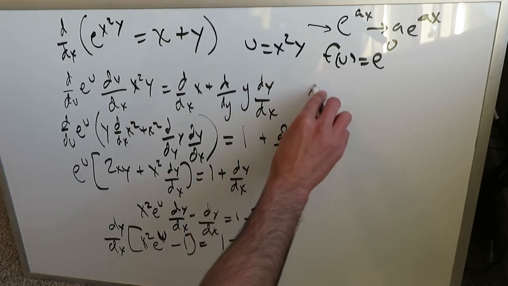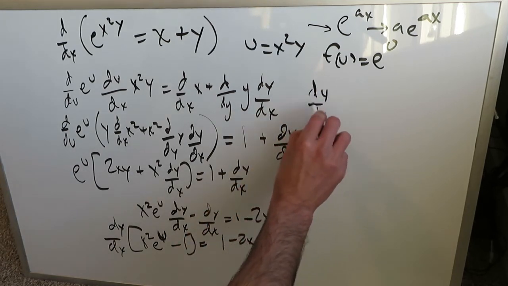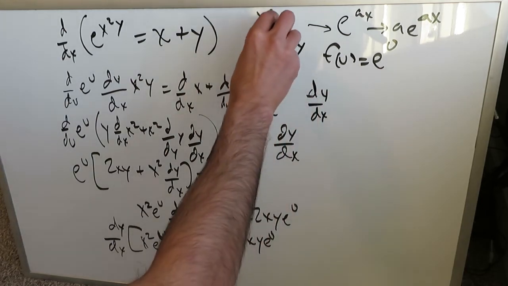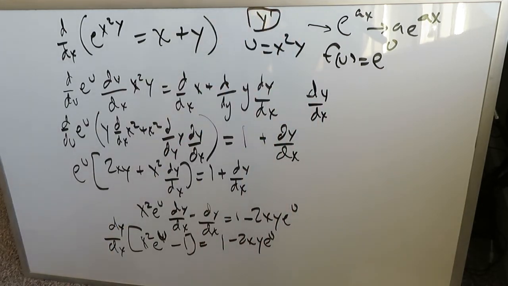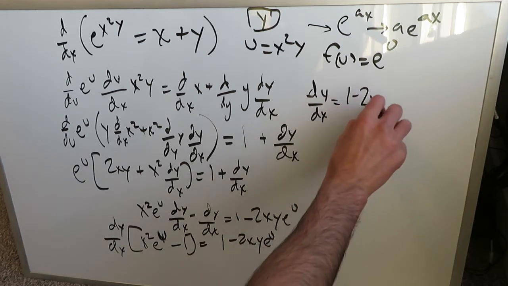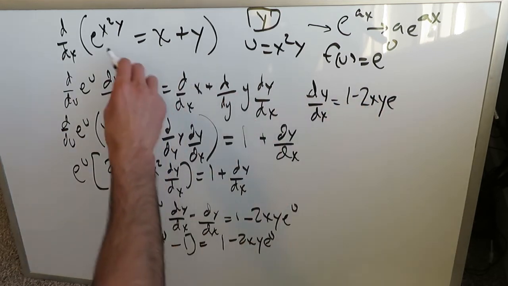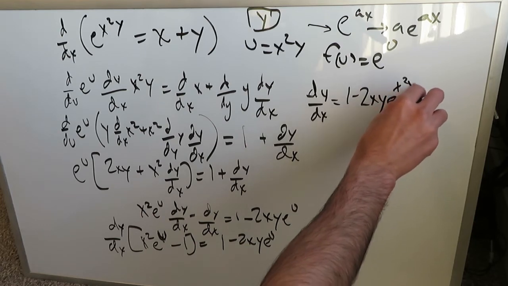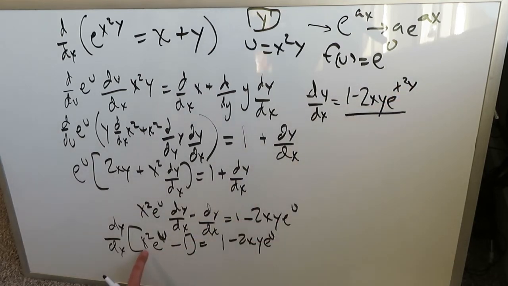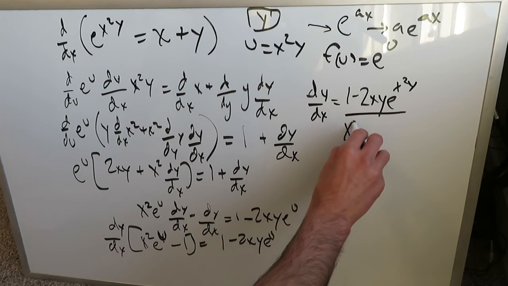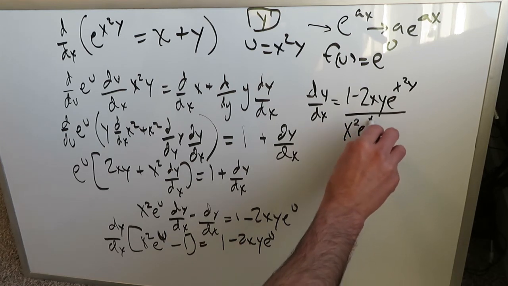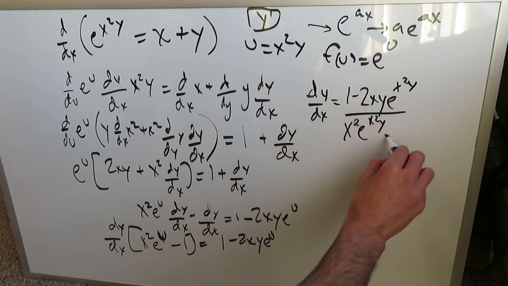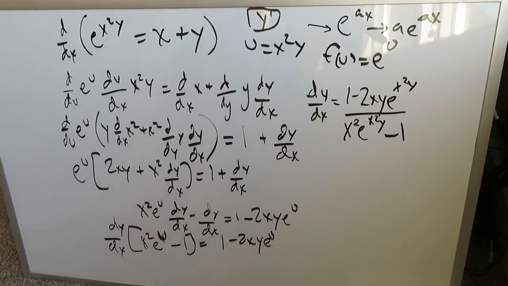Look, dy over dx, which is the same thing as saying y prime, is equal to 1 minus 2xy e to the u. What was u? It was x squared y, over x squared e to the u. x squared e to the u was x squared y minus 1, and that right there is your final answer.